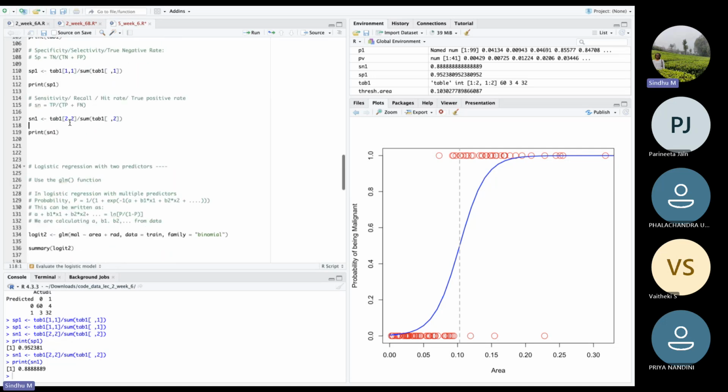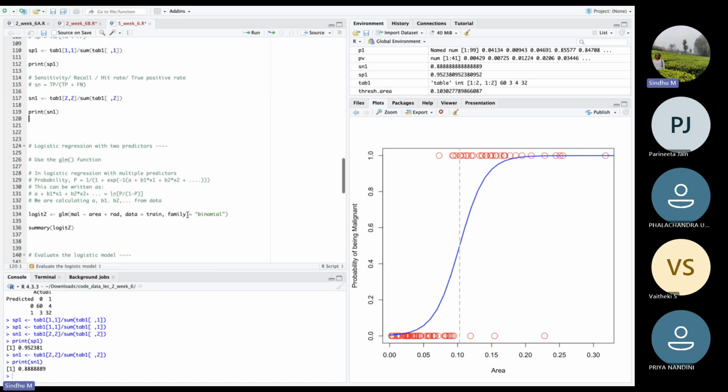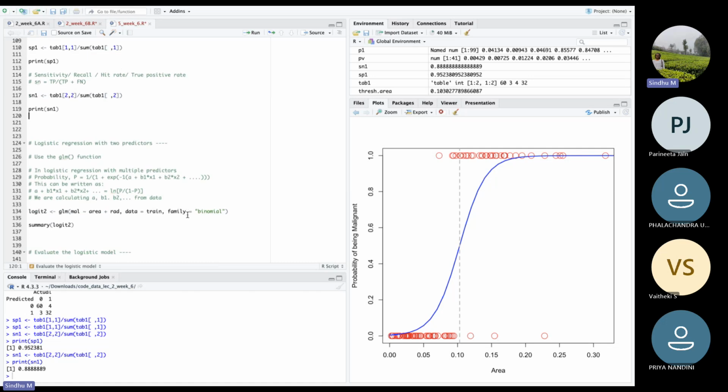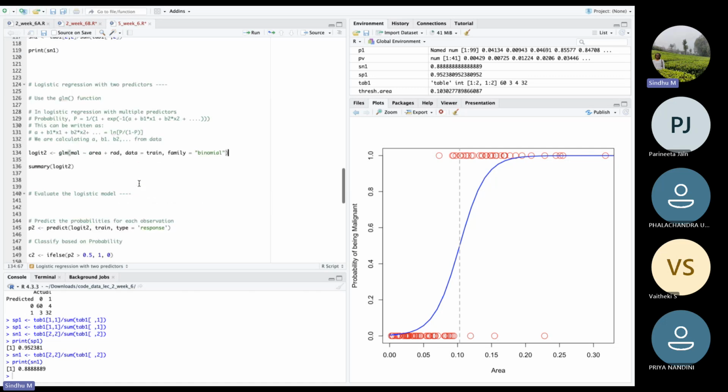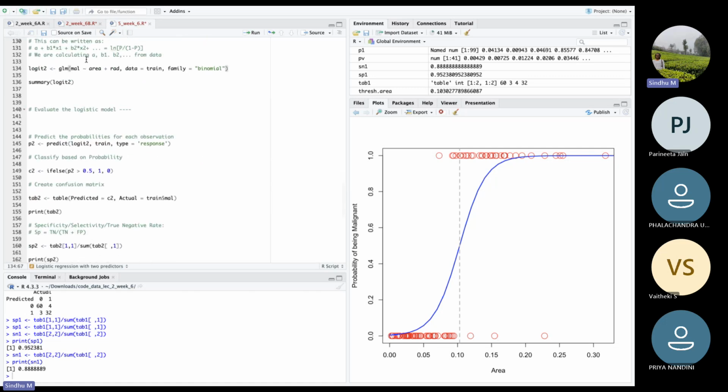So this is the first model. Here we have taken it with just one predictor, which is the area, but the input data set also has another variable which can be used as a predictor, which is the radius. So this is the second thing that we are going to do. We are going to build another model. Here we are using not just area, but two predictors, which are area and RAD or radius.